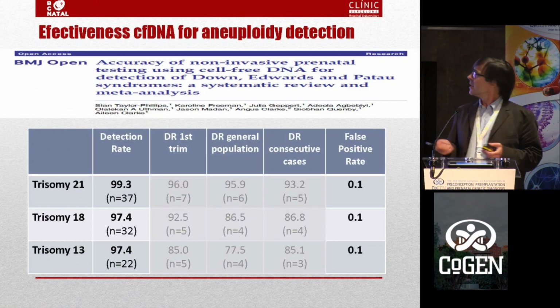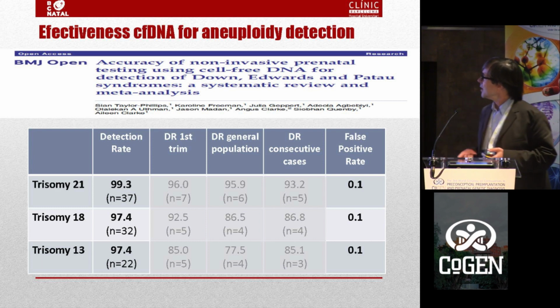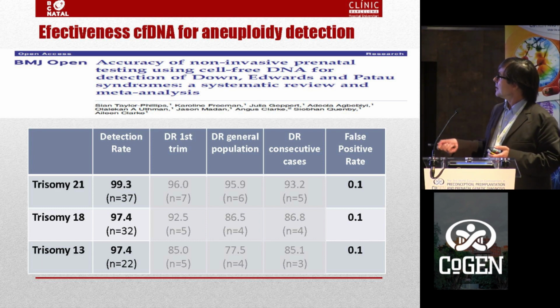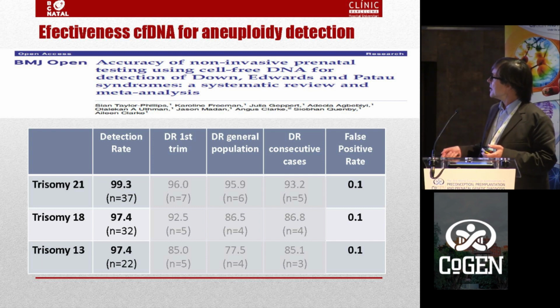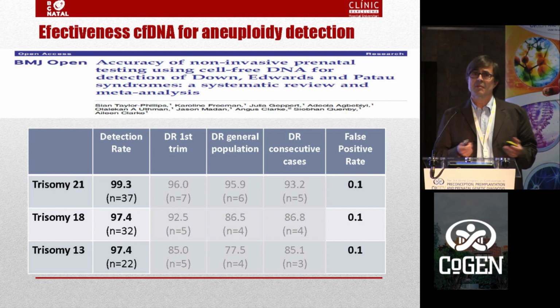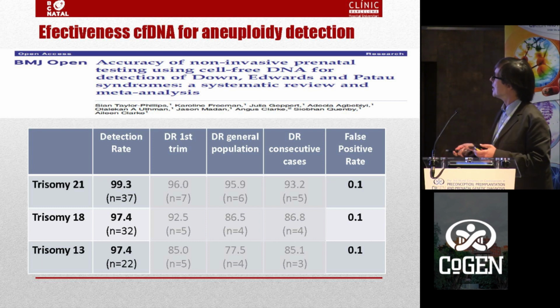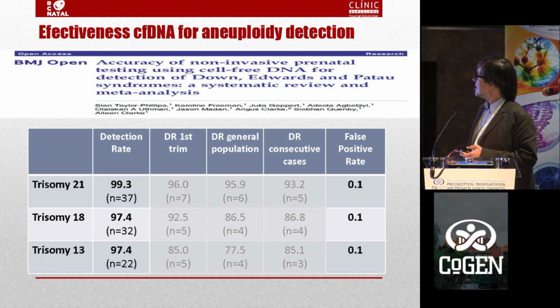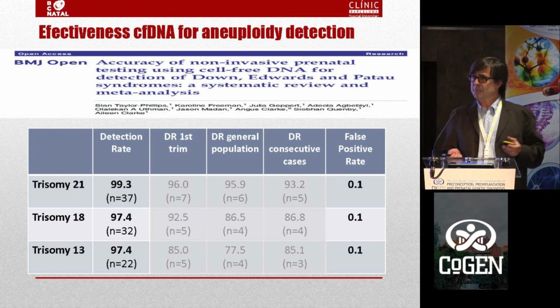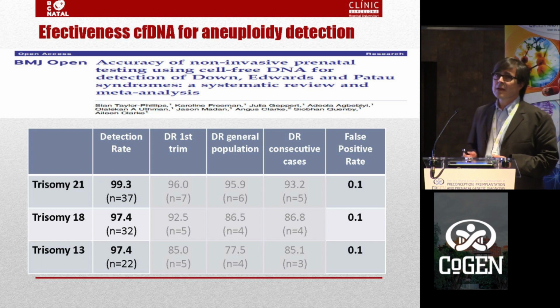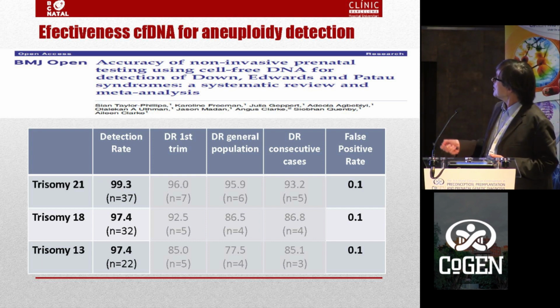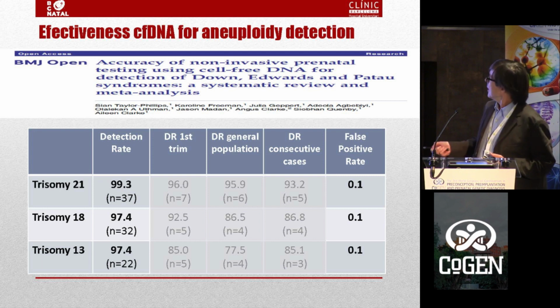So if we go through the effectiveness of cell-free DNA, the detection rate, everyone knows that for trisomy 21 is 99%. For trisomy 18 in these reviews, 97 and 97, and the false positive rate, everyone agrees, 0.1% for each of these trisomies. But this is the stratified analysis that I think is particularly interesting. There are 37 studies, but from the first trimester there are only 7. And done in the general population there are only 6. And done with consecutive cases, only 5.